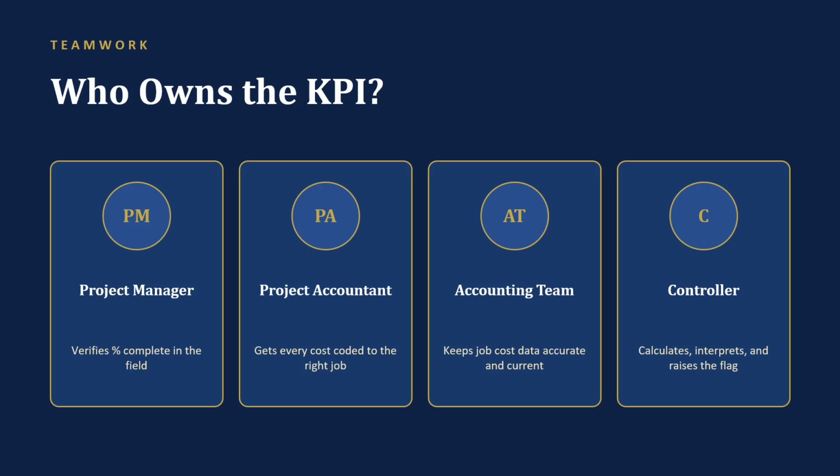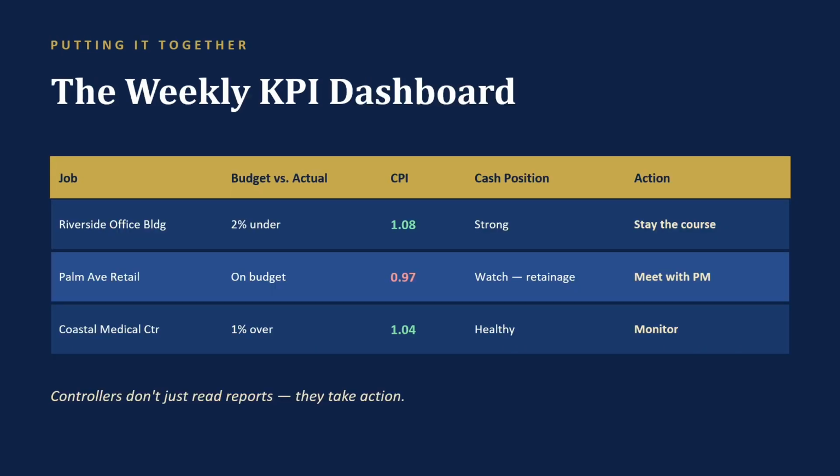So who owns the KPI? The honest answer, everybody owns a piece of it. The project manager owns the percent complete. They're the ones walking the job and verifying what's actually in place. The project accountant owns the coding. Every invoice, every time card landed on the right job and the right cost code. The accounting team owns the job cost data itself. Accurate and current, every week, no exceptions. That means invoices entered, payroll posted, and change orders recorded on time, all coded to the right place. And the controller owns the number itself, calculating it, interpreting it, and raising the flag when something's off. If any one of those 4 links breaks, the KPI lies. That's why this is a team sport.